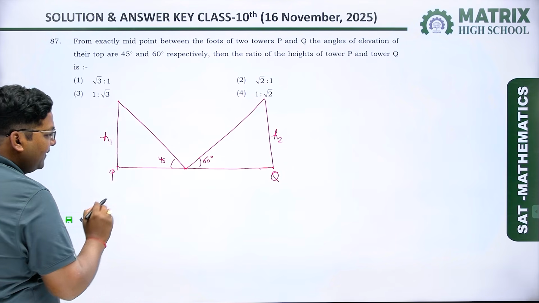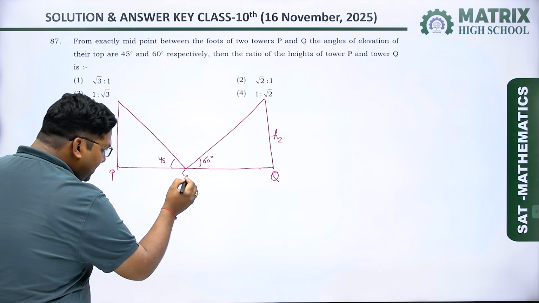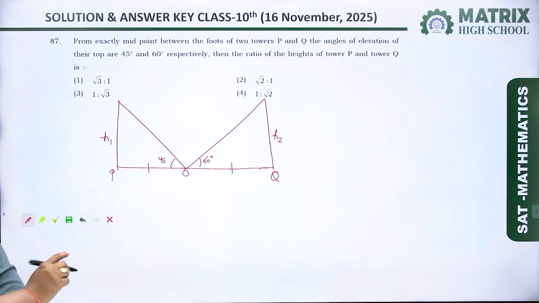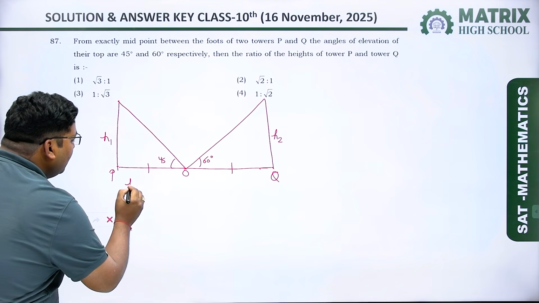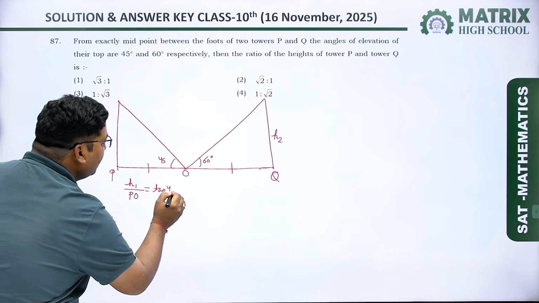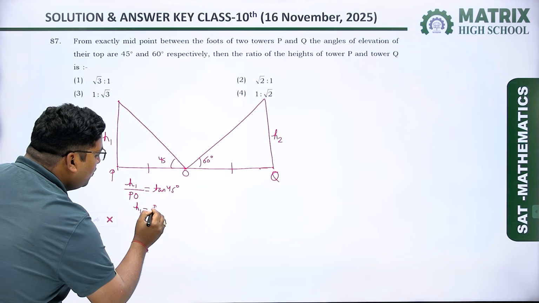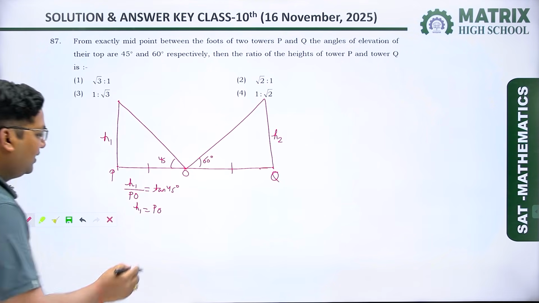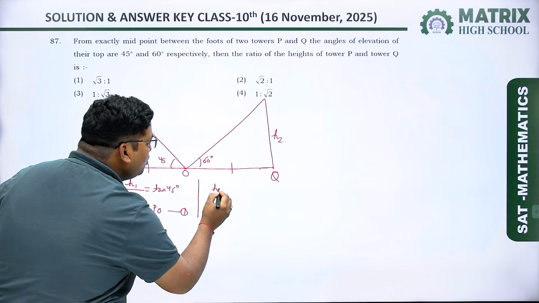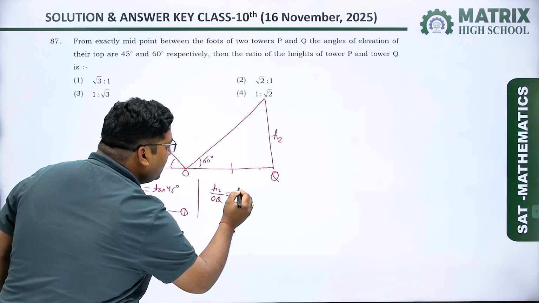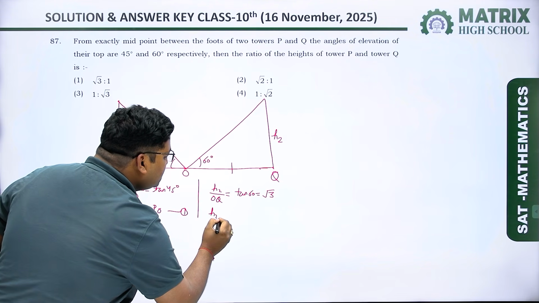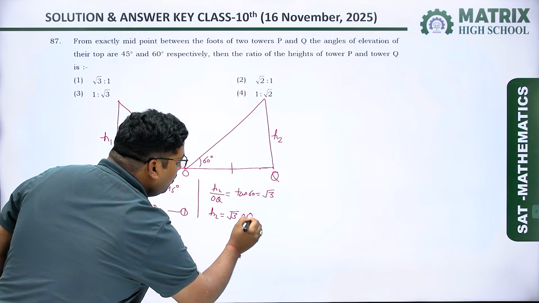So here you can see it is a midpoint. It means if this point is O, PO and OQ are equal. So the height h1 upon PO is equal to tan 45 degree. So h1 equals PO because tan 45 is 1. It is equation number 1. Similarly, in this triangle h2 upon OQ equals tan 60 degree, and tan 60 degree is root 3. So h2 is root 3 into OQ.